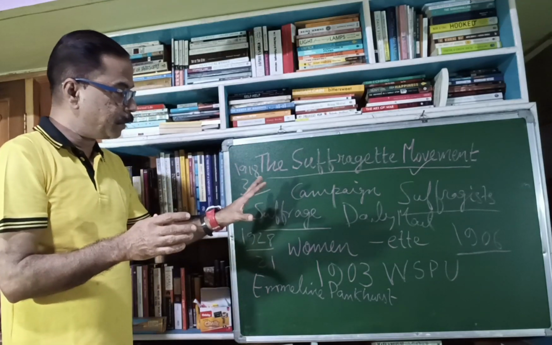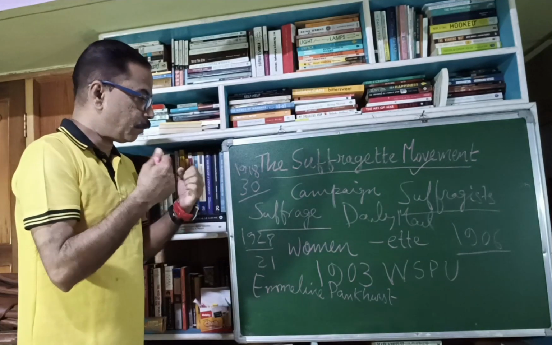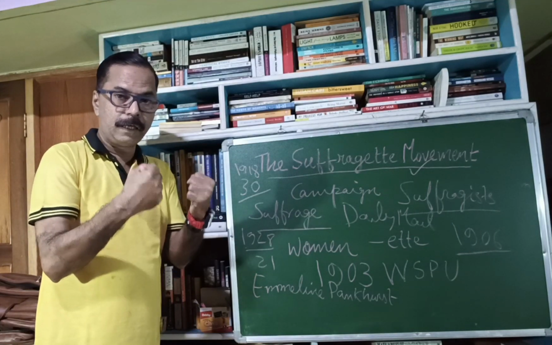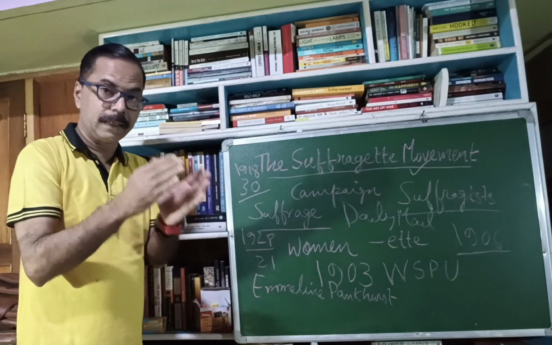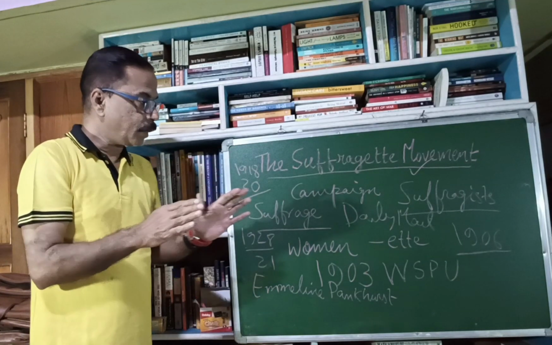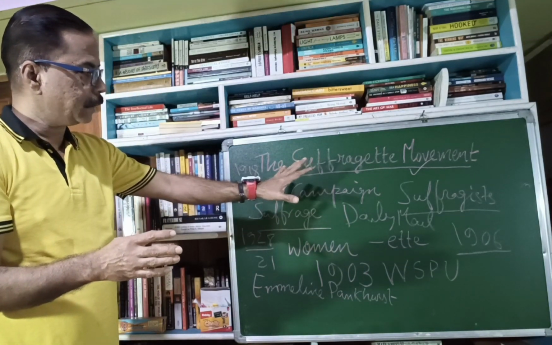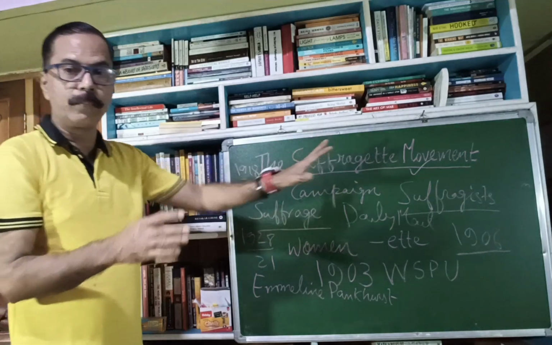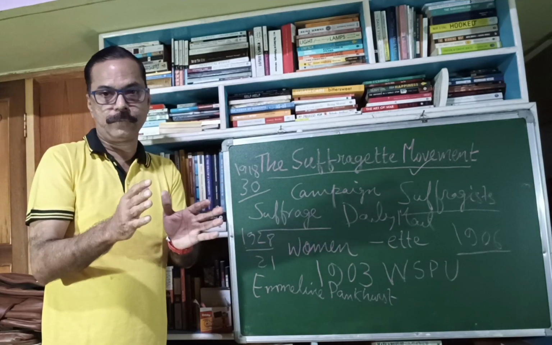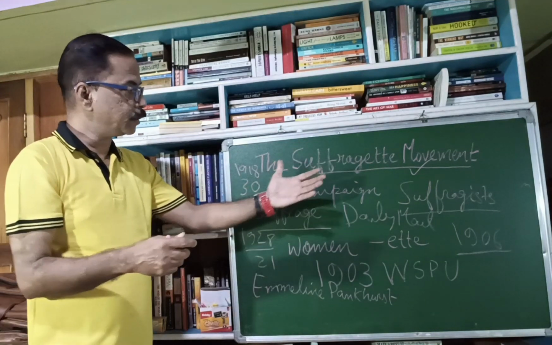This is part of the first phase or first wave feminism as well. The struggle for women's emancipation, equality, political and legal rights, primarily the right to vote. So that was the victory of the women, and that was, you can say, the suffragette movement of the early 20th century. So that was a brief outline of what this suffragette movement is.